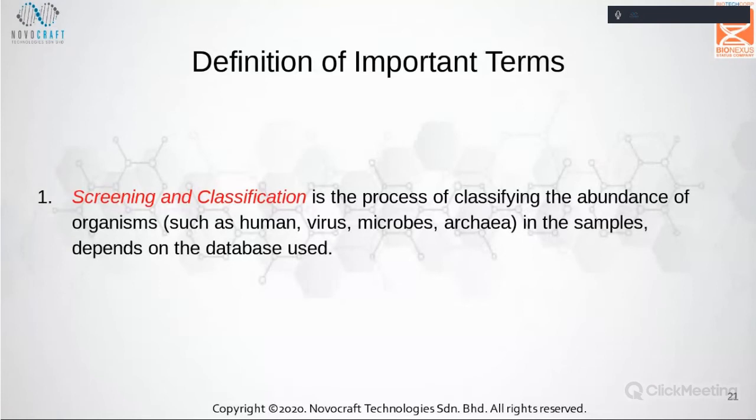Now, let's proceed to the definition of important terms related to this pipeline. Screening and classification is the process of classifying the abundance of organisms inside the sample, such as human, virus, microbes, archaea, and protozoa. The classification result depends on the database we use in that process. For example, if our database consists of only human and virus genome databases, then our classification result will only contain results from human and virus.